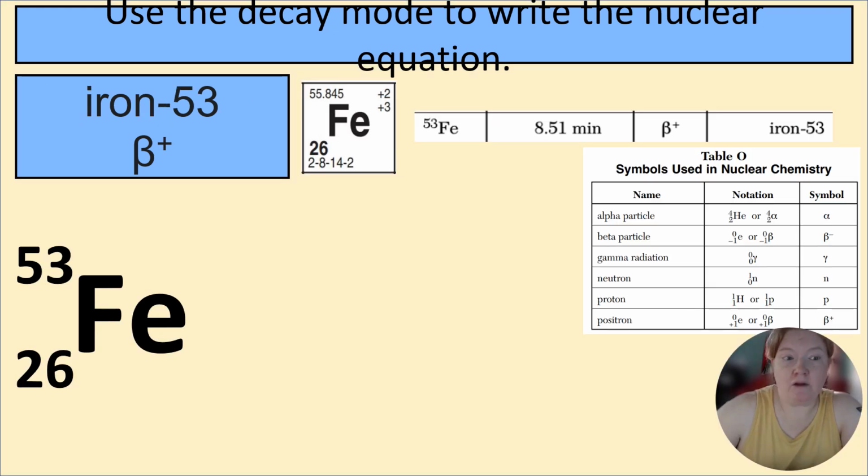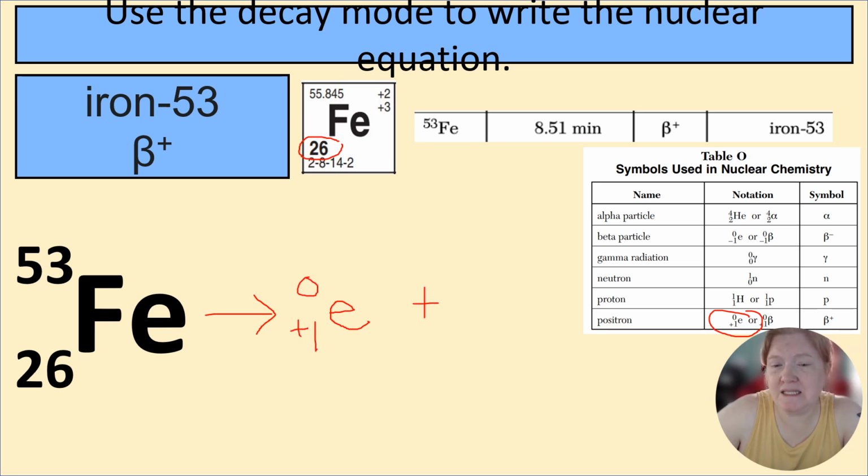Okay, now let's try another one. Write the nuclear equation for the decay of iron-53. I already have included here the atomic number for iron, but we could get that from the periodic table. It is going to release a positron. Here's the symbol for positron. So I know I have this 0, +1, and then something else, right? But I'm not sure what.